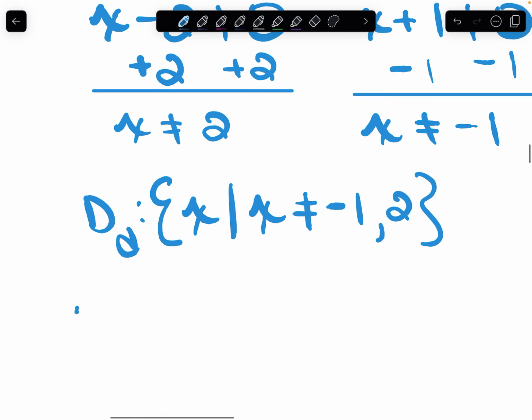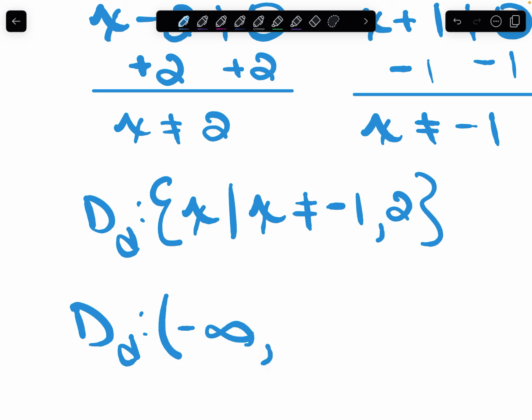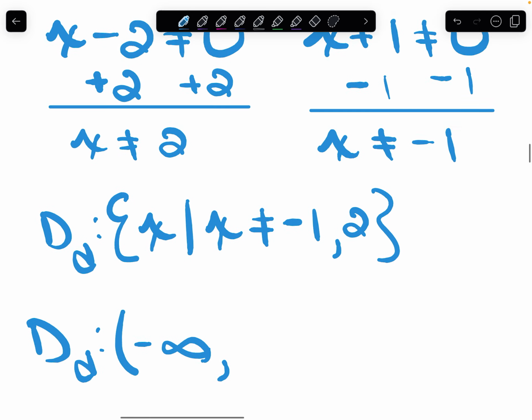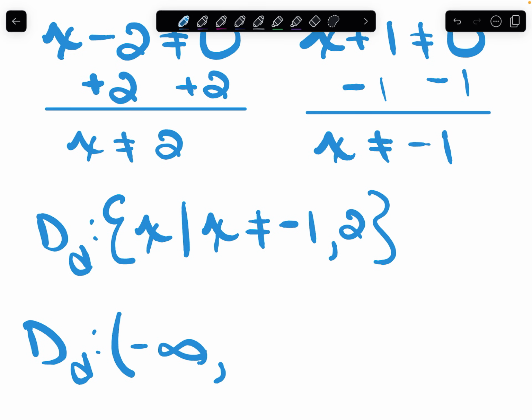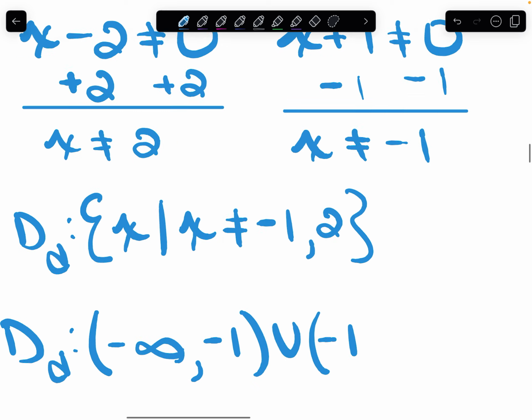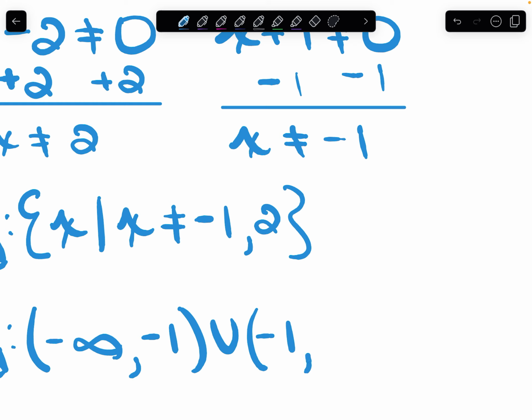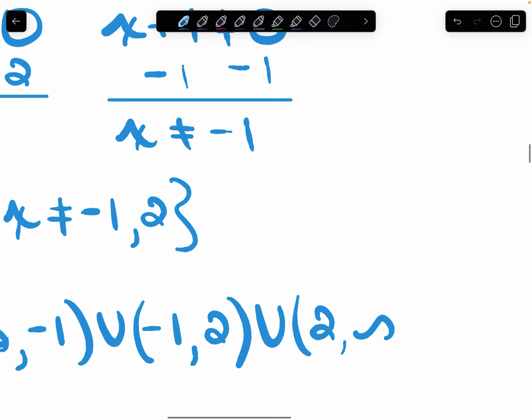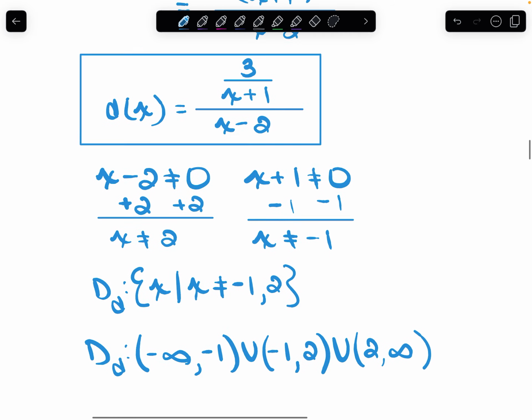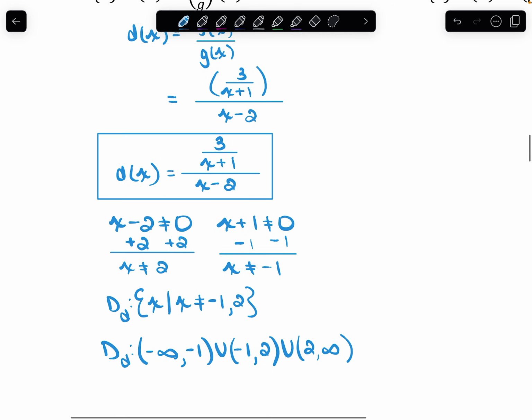And then interval-wise, you gotta expand your intervals here. Before, we only had 2 intervals. When you add a second restriction, it jumps to 3 intervals. So I still start at negative infinity, and then you just hop over each restriction one at a time. The first one we gotta hop over is negative 1, and then I will continue on at negative 1, but we had a second problem at 2. So now I'm gonna hop over 2 as well before continuing on to positive infinity. So you gotta make 2 hops. Okay.